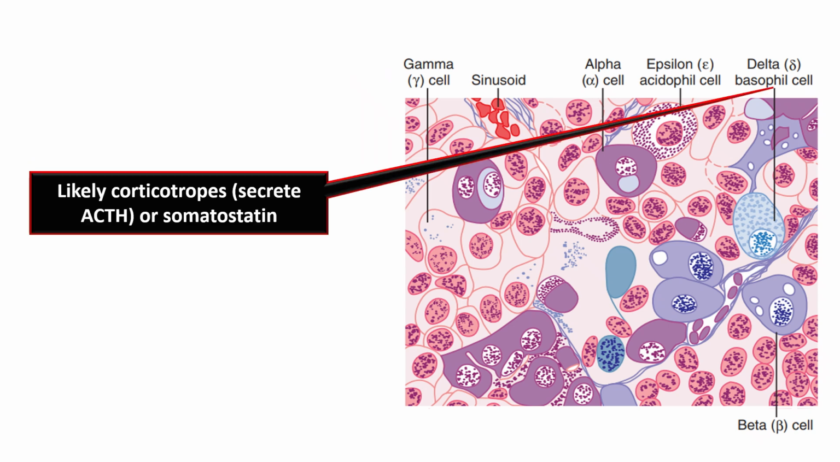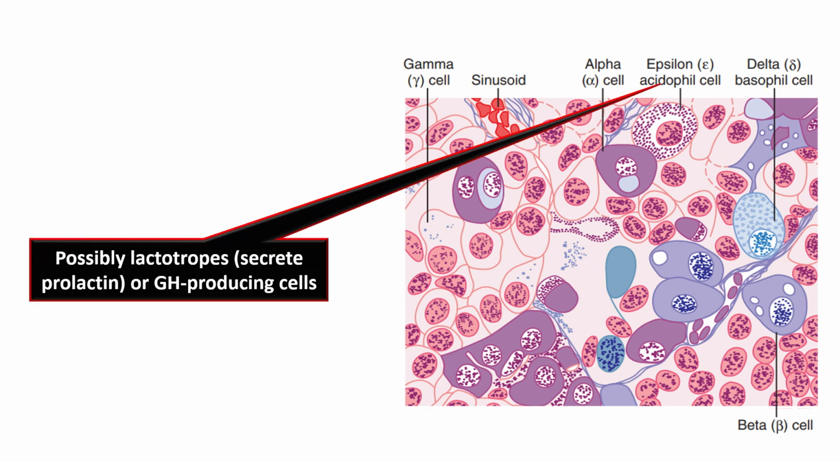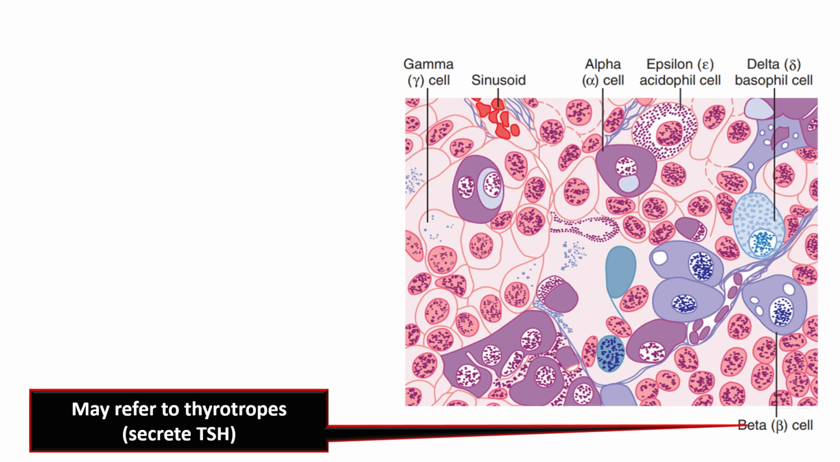The corticotrophs release ACTH or adrenocorticotropic hormone. Somatostatin comes from delta cells, while the epsilon cells possibly secrete lactotropes. These are lactotropes; they secrete prolactin. Then these beta cells may refer to thyrotropes, which secrete TSH.